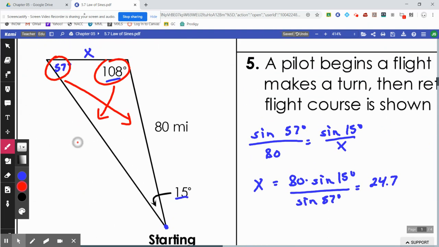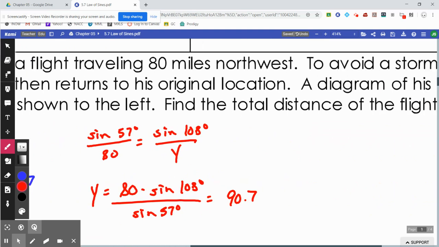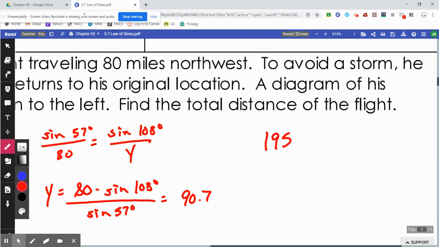So if y is equal to 90.7 and x is equal to 24.7, his total trip would be 80 plus 24.7 plus 90.7, which gives you a round trip of 195.4 miles.